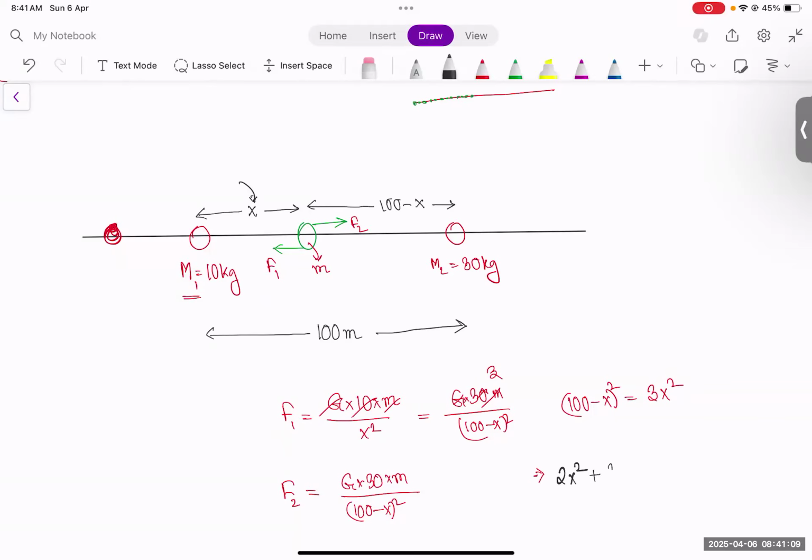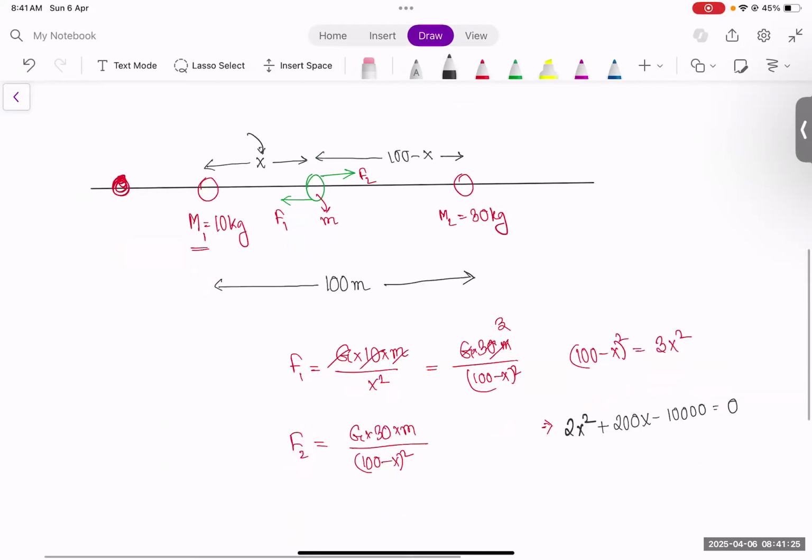plus 200x minus 10,000 is equal to 0. Right? You get x squared, it goes to that side, 2 cancels out. You have negative 200x, positive 200x. Yes. Then if you solve this equation, you'll get a positive solution and a negative solution. You only take the positive solution because that is the one that is physically consistent.